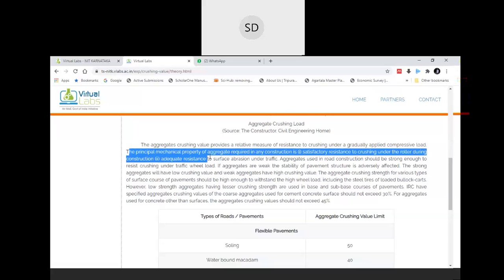Now the principal mechanical property of aggregate required in any construction is satisfactory resistance to crushing under the roller during the construction. Why is this important? Because whenever the aggregate gets broken, it will not keep its shape, it will change, and there will be deflections over the pavement surface, and therefore the impact over the subgrade would be higher. Therefore your crushing value test is important to estimate the requirements of the aggregate.